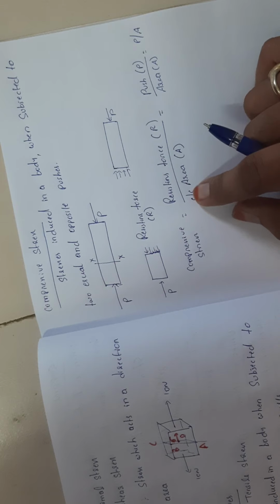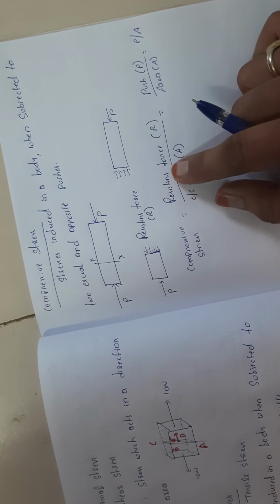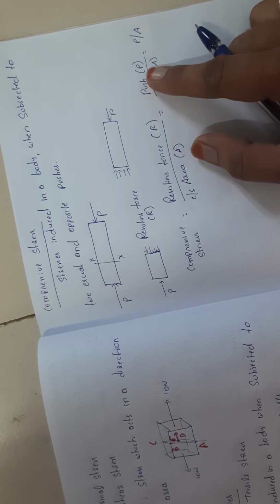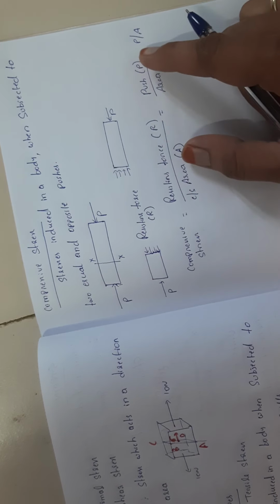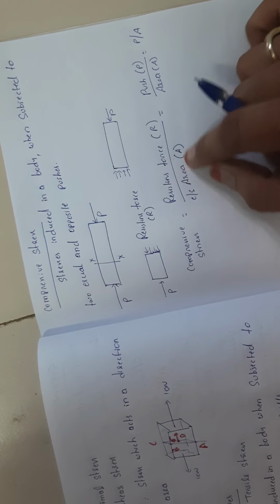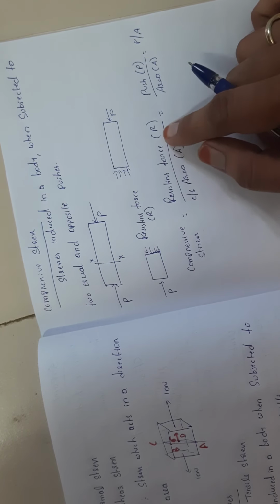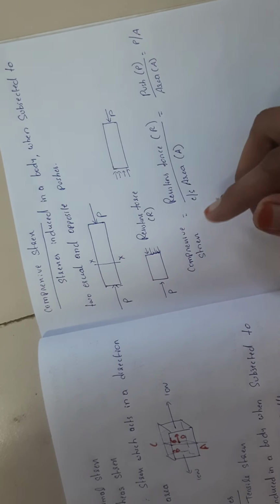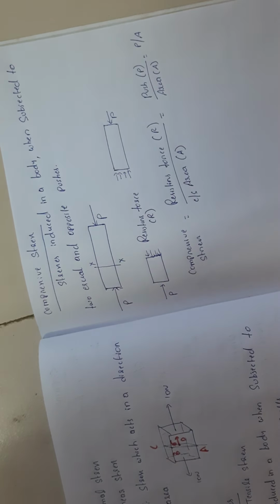So when the object is under equilibrium, this resisting force will be equal to the push force P. That's why R is equal to P. It is not P by A, but R by A is the general formula, but under equilibrium R will become P. Both are the same. So this is a compressive stress.